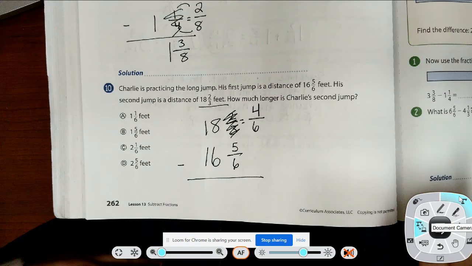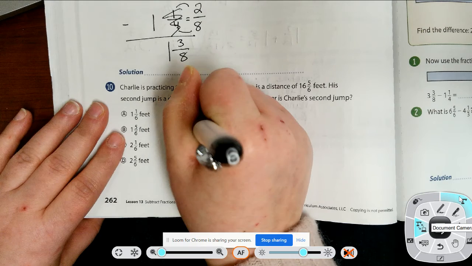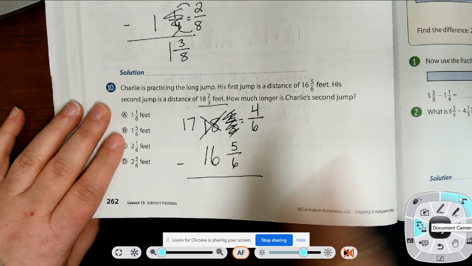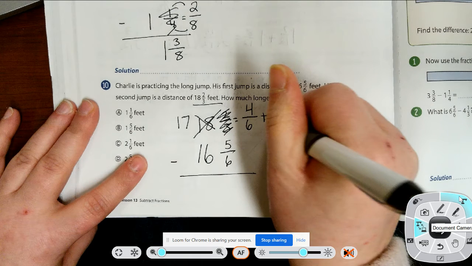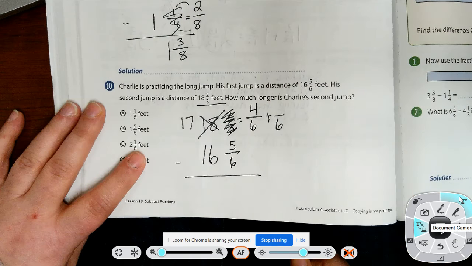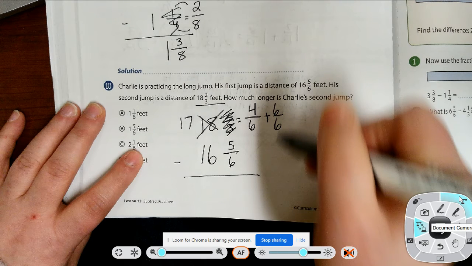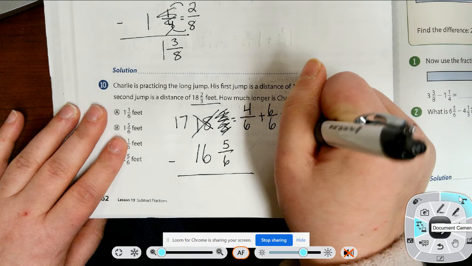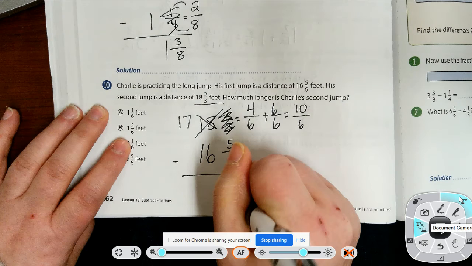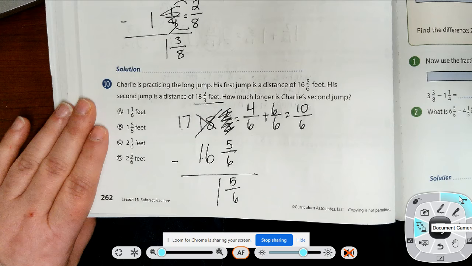So I have to borrow. I'm going to borrow 1 whole. 18 turns into 17. I'm going to add the whole to the other side using the same denominator. So if I'm adding a whole, how many pieces out of 6 pieces would give you a whole piece? It would be 6. So then I add my numerators together, 4 plus 6 is 10. 10/6 minus 5/6 would give me 5/6, and 17 minus 16 gives you 1. So B is our answer.